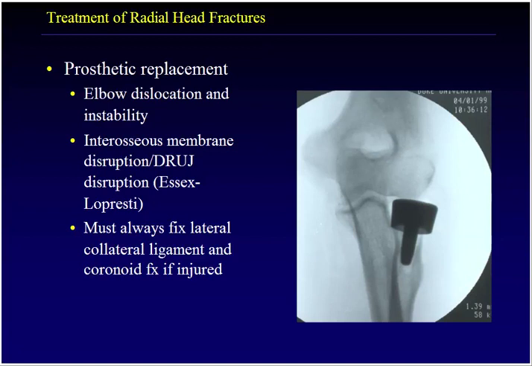Prosthetic replacement of the radial head is indicated for patients where you have significant elbow dislocation and instability, and also the Essex-Lopresti lesion. And remember that you have to fix the lateral collateral ligament and the associated coronoid fracture if those injuries are present concomitantly.